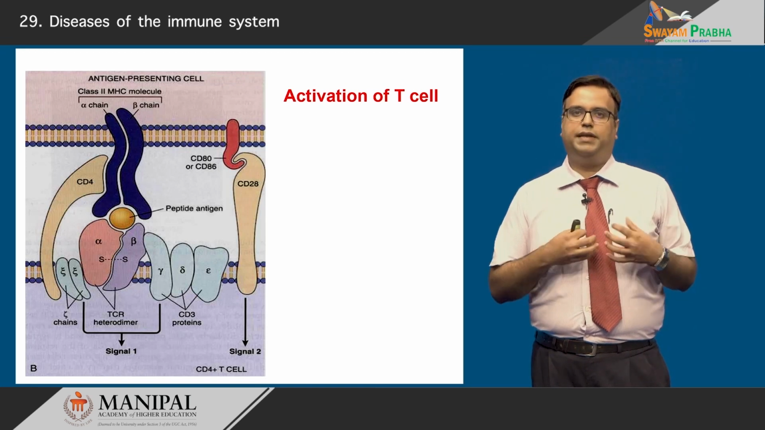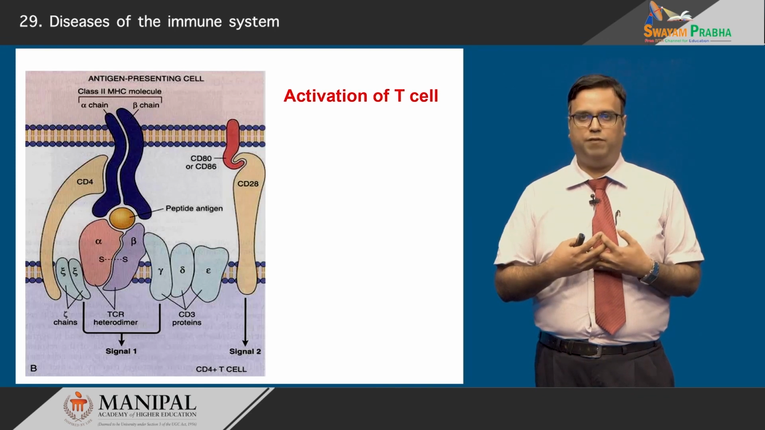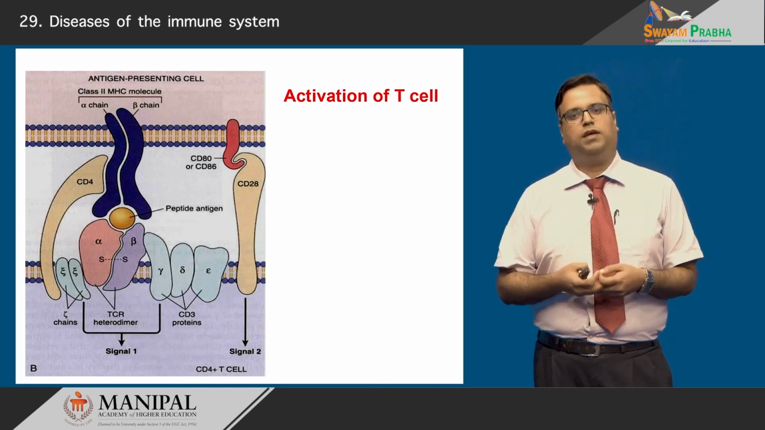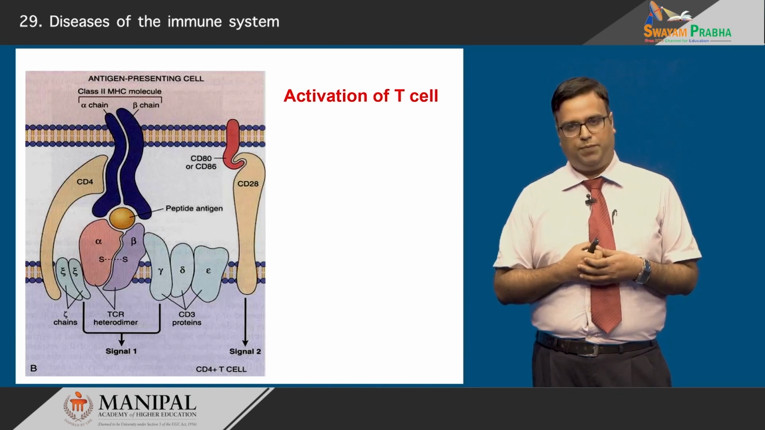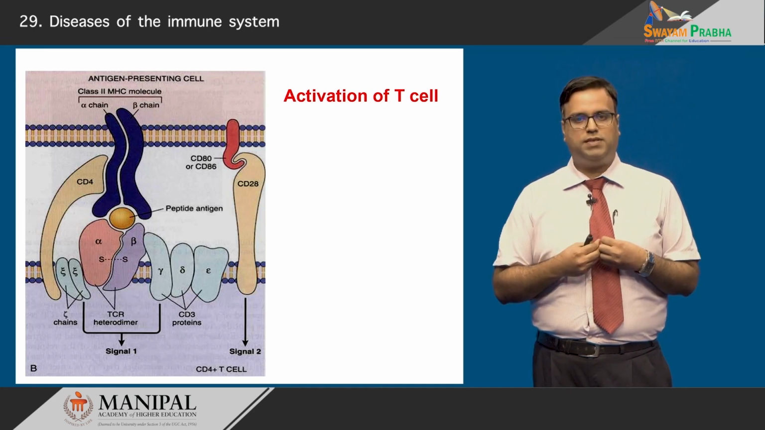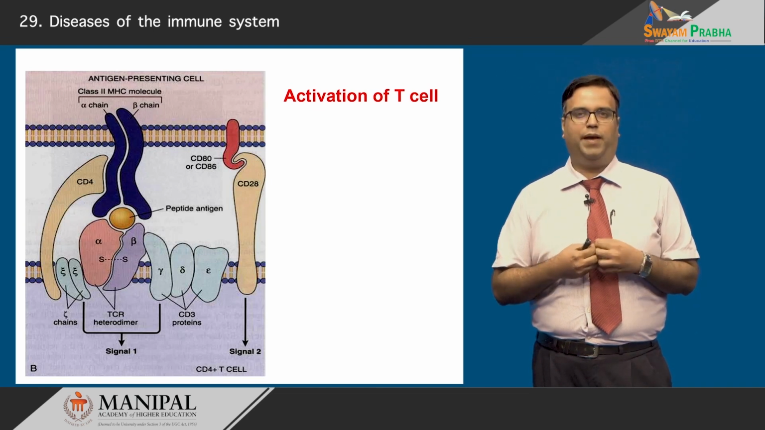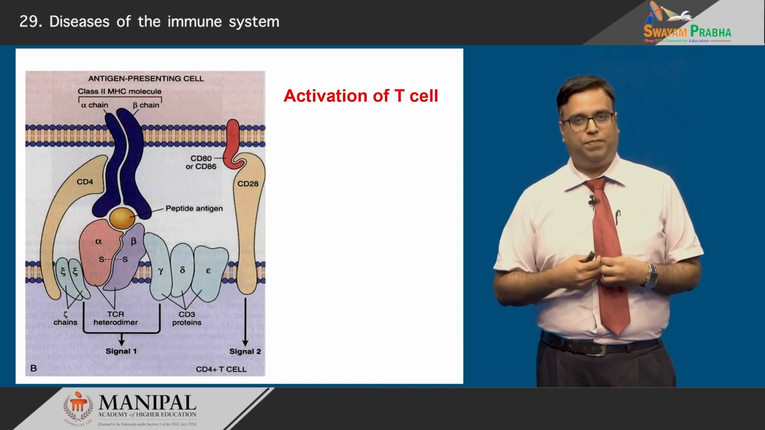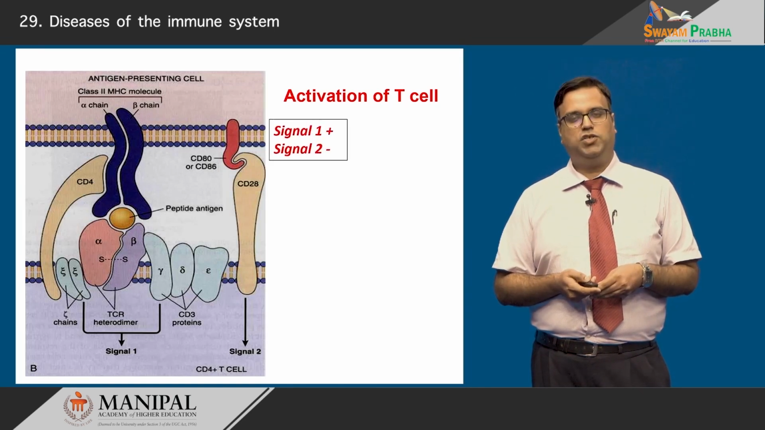Signal 1 is not enough to produce an activation of the cell, just like in the case of B lymphocytes that we have seen earlier. It also requires the aid of another molecule which is in the far end of your screen there, which is CD28. Now, CD28 binds with certain epitopes such as CD80 or 86 and gets activated and produces what is called signal 2. Now, signal 1 and signal 2 are both required for the cell to function.